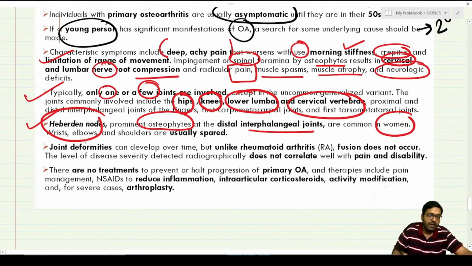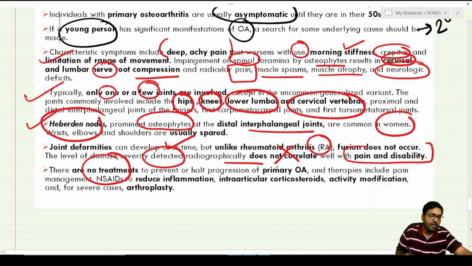Now, joint deformities can also develop in osteoarthritis, but unlike rheumatoid arthritis, bony ankylosis and fibrous ankylosis do not occur. That means there is no fusion, no fibrous or bony fusion between the joints. The level of disease severity detected radiographically does not correlate well with the pain and disability. Remember that there are no treatments to prevent or halt the progression of primary osteoarthritis, because it is not an inflammatory disease per se.